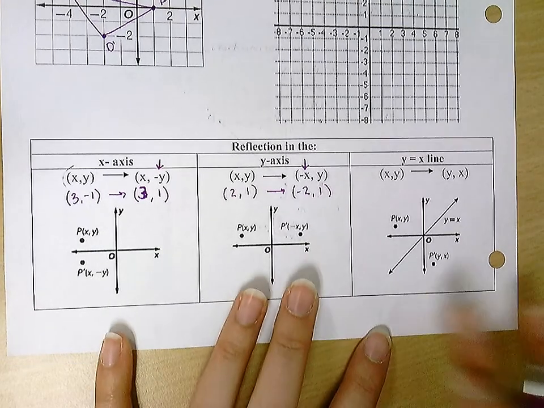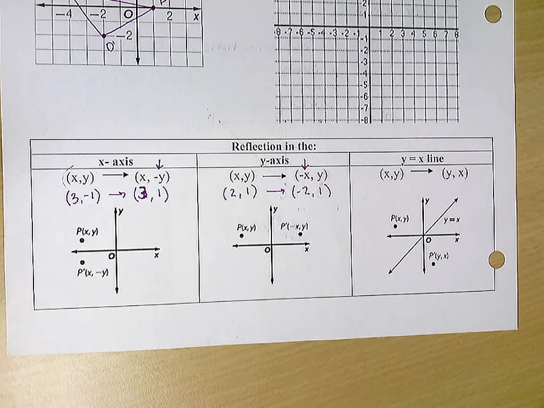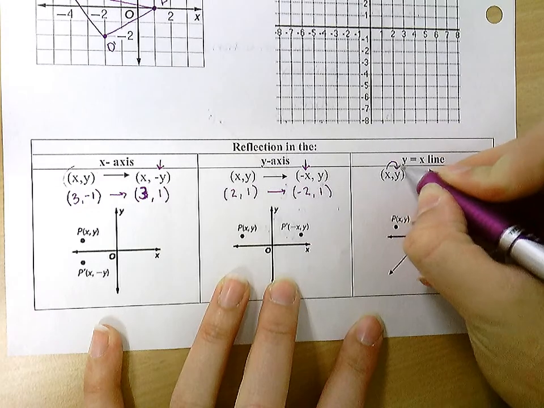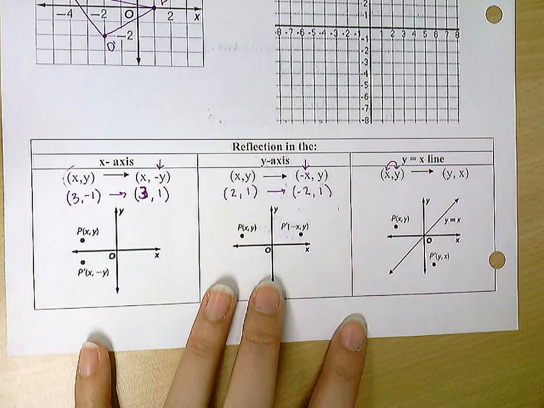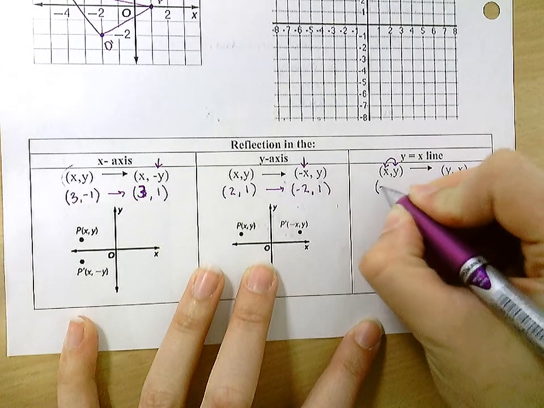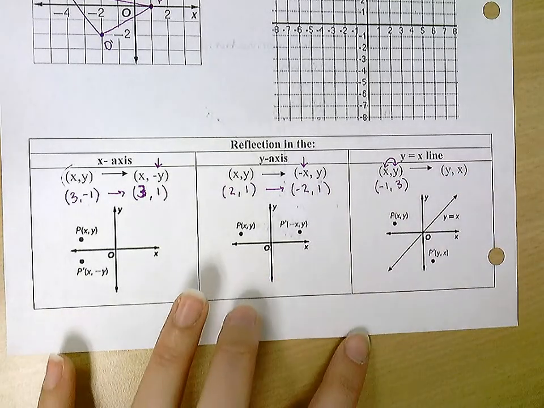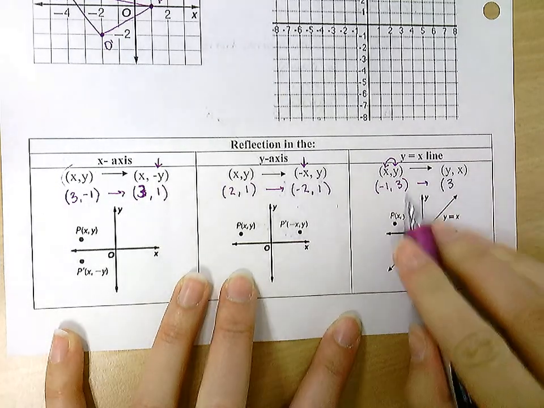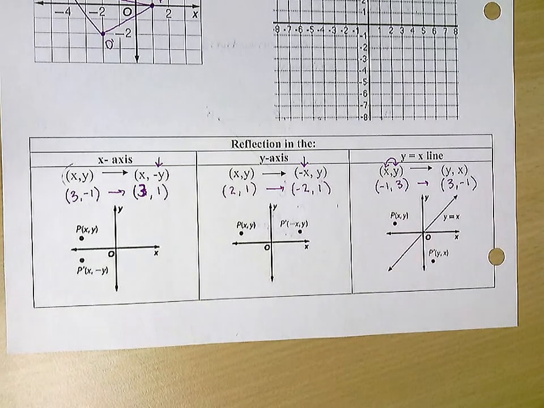Okay, the last one is if it asks you to reflect in the y equals x line. Okay, that line is your diagonal line with a slope of 1 through the origin. Okay, that's what y equals x is. To change your pre-image from (x, y) to its image, all you do is switch your x and y coordinate. Okay, you just switch them. So if I have (-1, 3) as my coordinate, to reflect it in the y equals x line, I just need to switch those values. So now I'd have (3, -1) as my new coordinate. Okay, so you just flip-flop those values when you have the line y equals x.